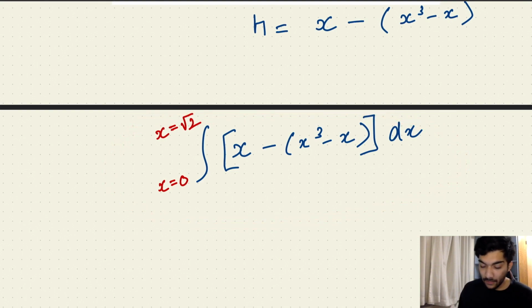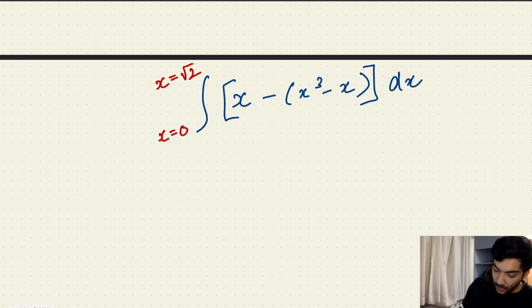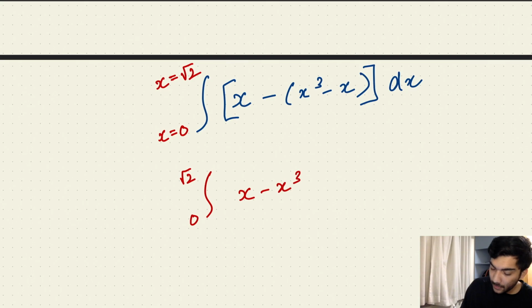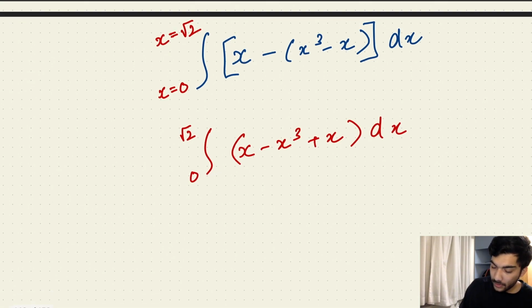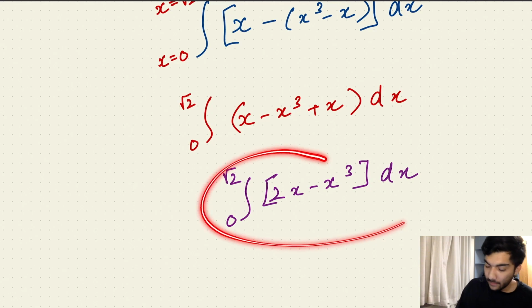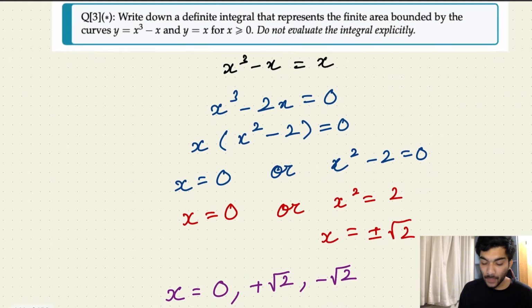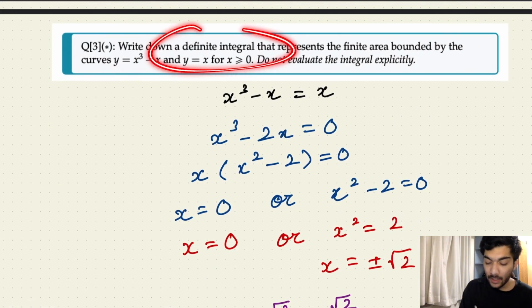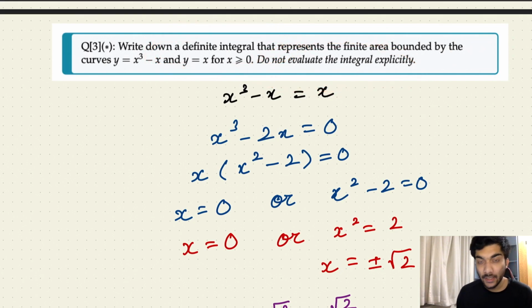If you want to simplify it further, it would be the integral from 0 to root 2 of x minus x cube plus x dx. So this would finally be the integral from 0 to root 2 of 2x minus x cube dx. This would be your final definite integral, and that would be your final answer, because in this question you only had to write down a definite integral. You did not have to evaluate the integral explicitly.